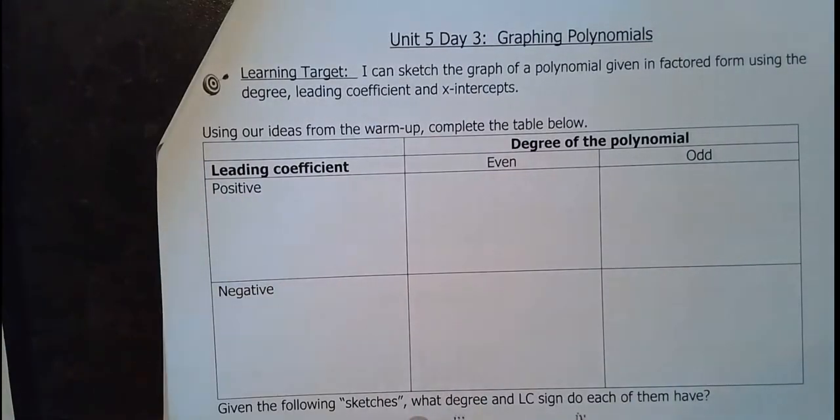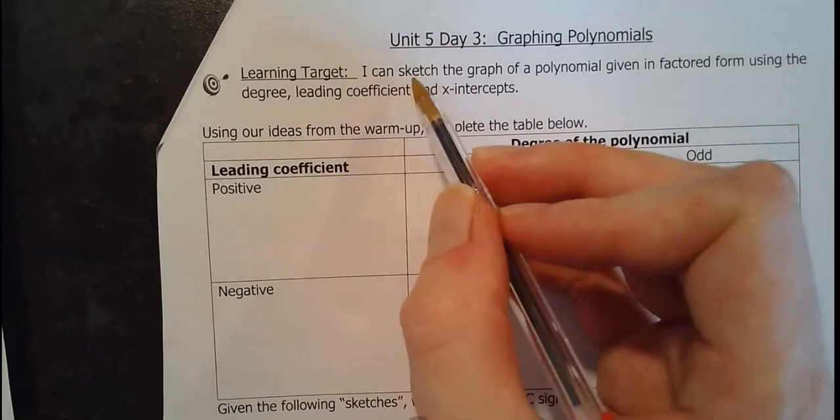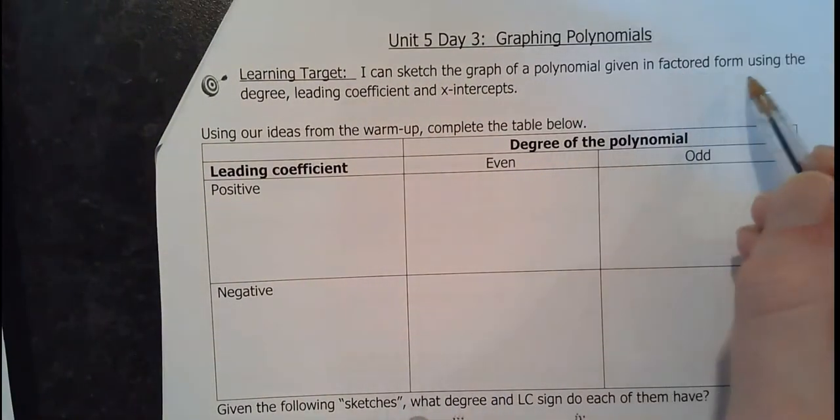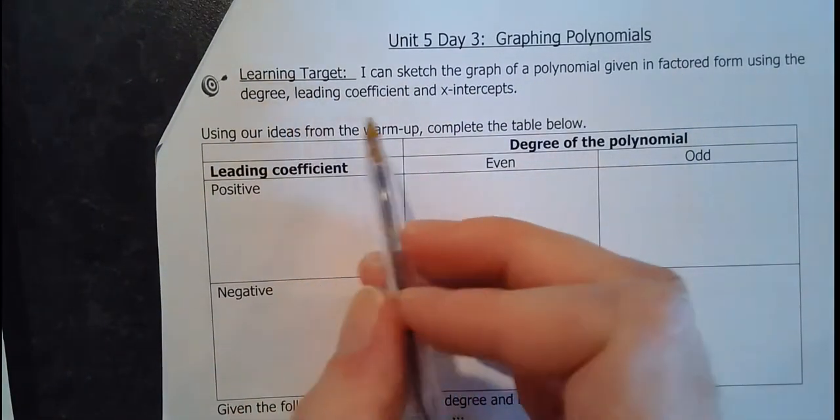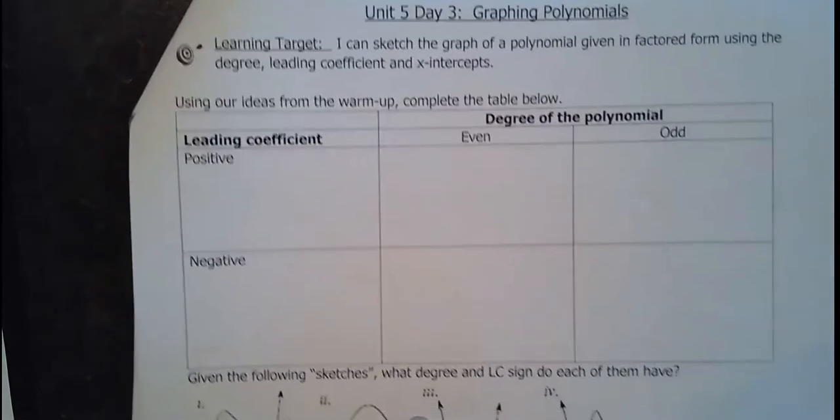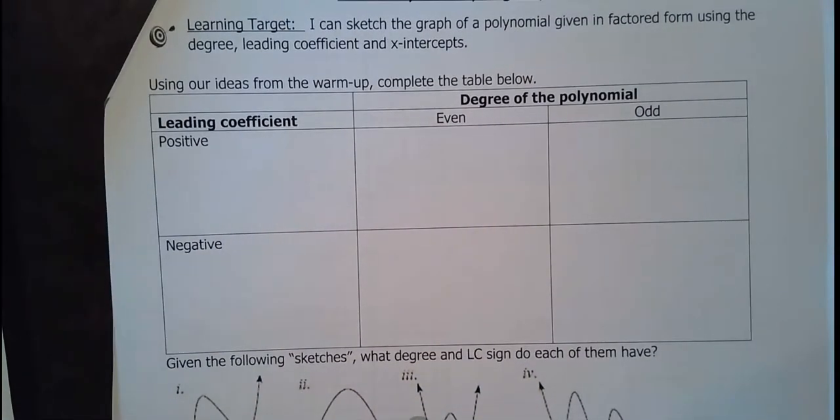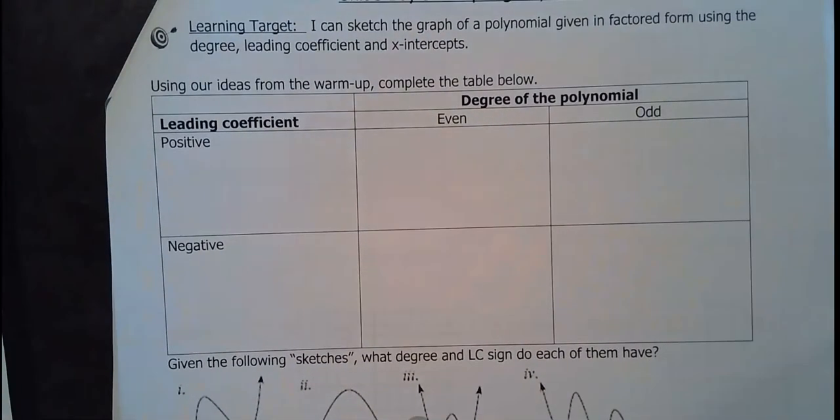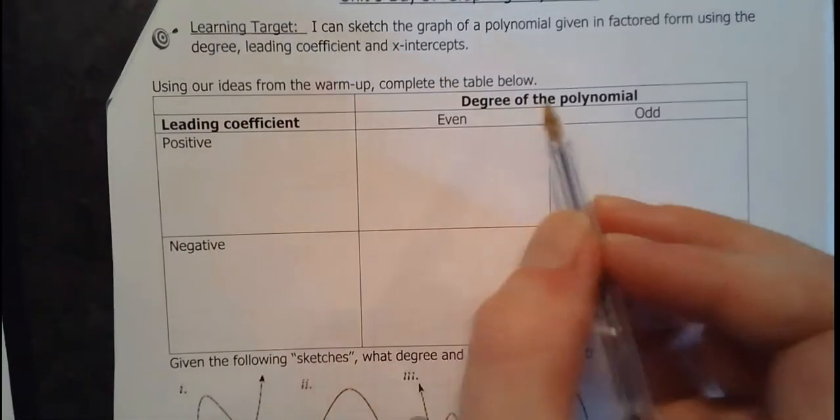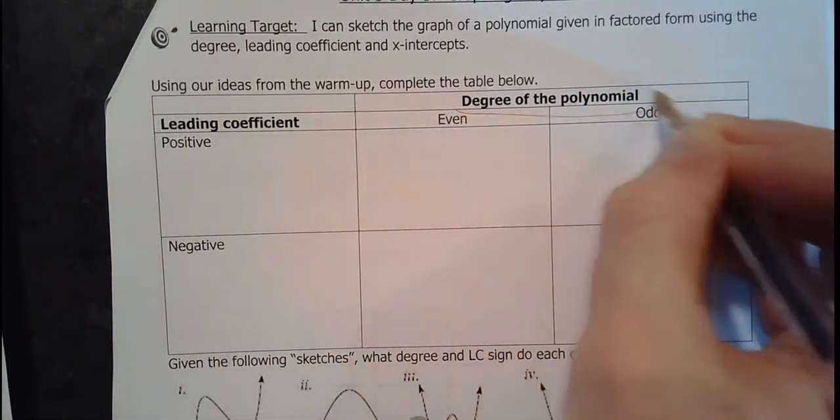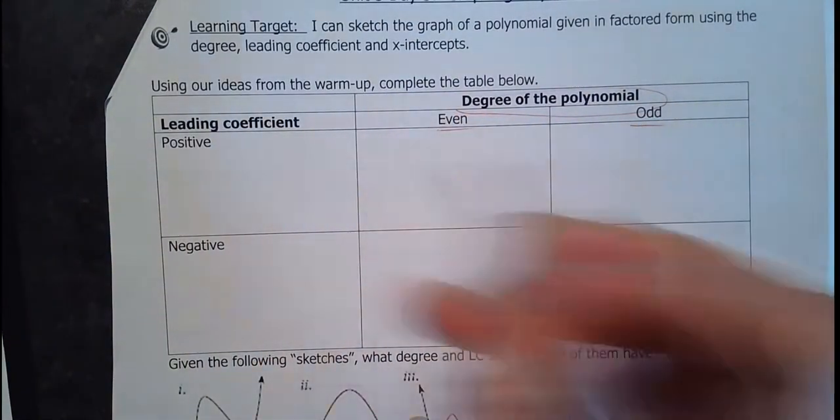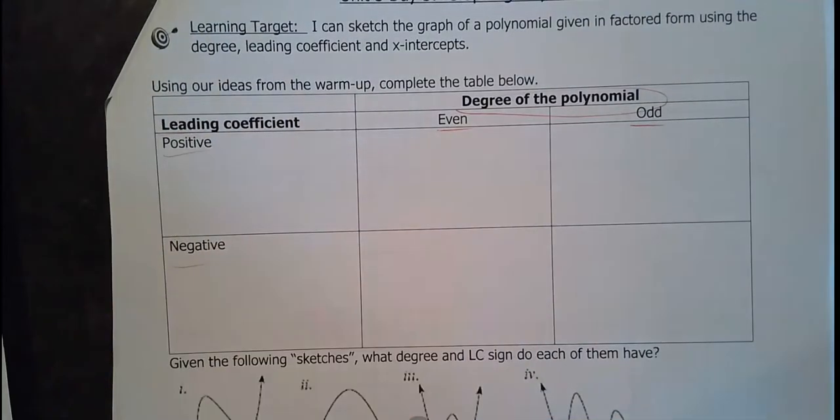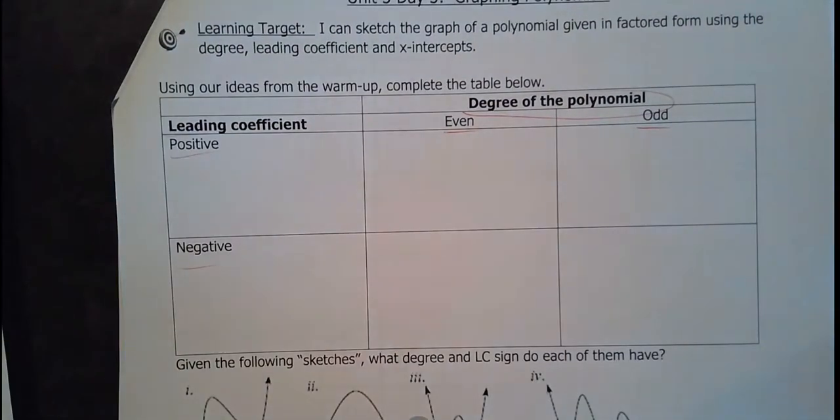So how we're going to fill this table out. We kind of know everything that's going on. And our goal for this: I can sketch the graph of a polynomial given in factored form using the degree, leading coefficient, and the x-intercepts. Okay, so this in general is just a sketch. It doesn't have to be perfect. So the big thing here is we need to know the degree of the polynomial, whether it's even or odd, and whether the leading coefficient is positive or negative. That tells us the general shape of it. Again, not exactly the graph, but the general shape.